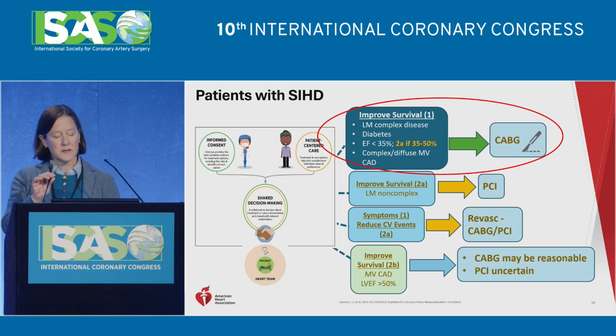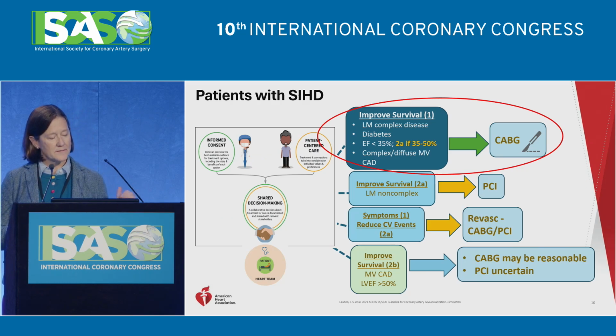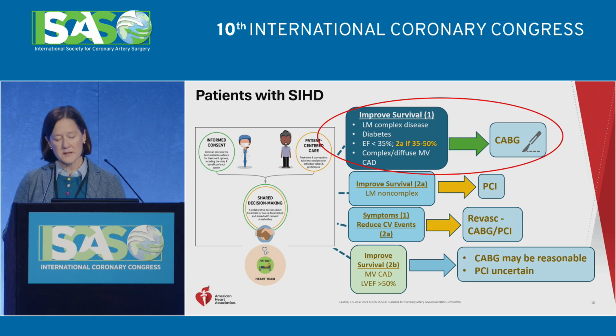This is another summary slide that I made. So on the far left, it's important to remember the patient's shared decision-making and the patient's wishes, and then also the importance of a heart team. But to improve survival with left main disease, CABG class 1 recommendation. There's the 2A for PCI for non-complex disease.